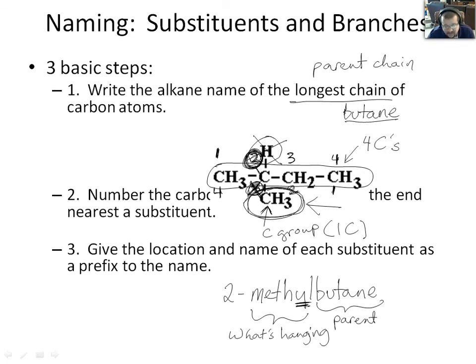You have the choice to number it going left to right or right to left. Always choose so that your position number is the lowest for what's hanging off of your parent chain. So we'd call that 2-methylbutane. 2 because the carbon is hanging off of the second carbon in our chain. Methyl because we've got a 1-carbon group hanging off. And butane because we've got a 4-carbon parent chain, or the longest chain that we could trace in the molecule was 4 carbons long.